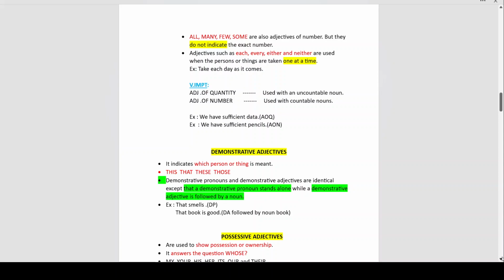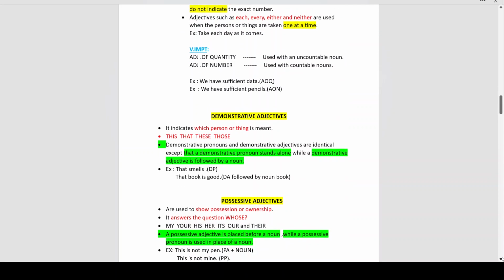Now, something which is very important to keep in mind is adjective of quantity is used with an uncountable noun and adjective of number is used with countable nouns. Now, for example, we have sufficient data. This is adjective of quantity. Why? Because data cannot be counted. But we have sufficient pencils is adjective of number because we can count the number of pencils that we have.